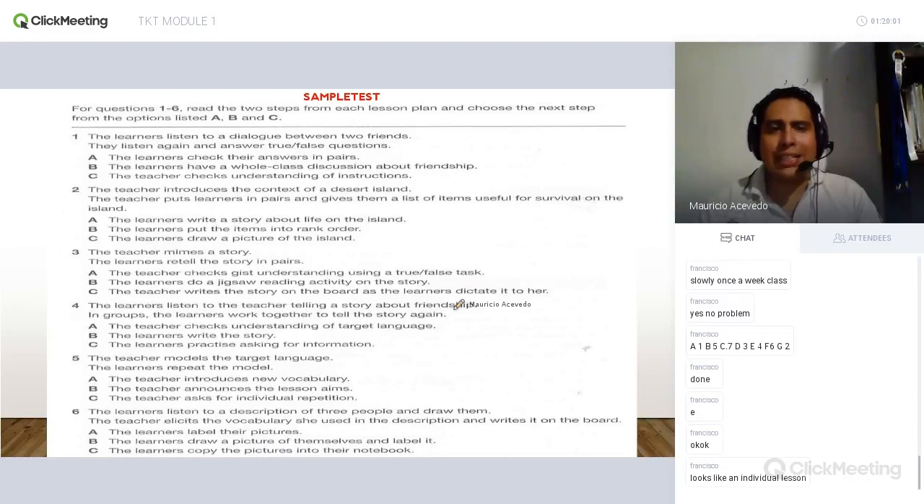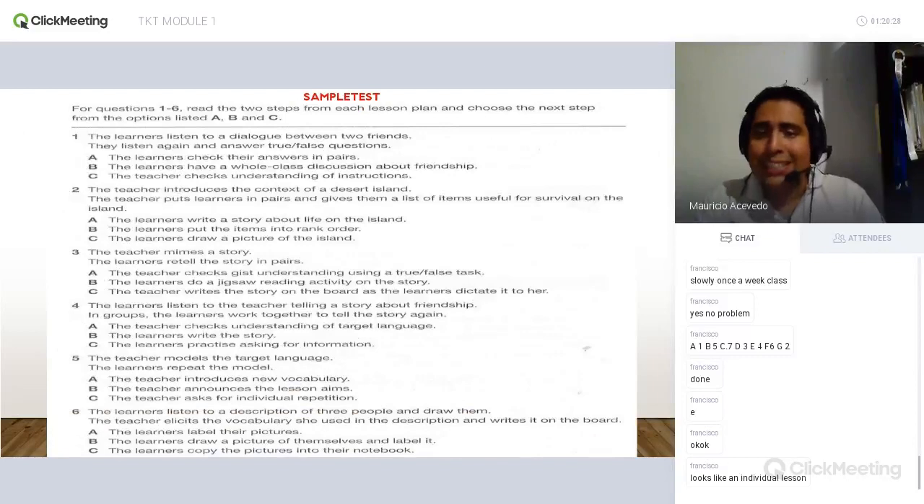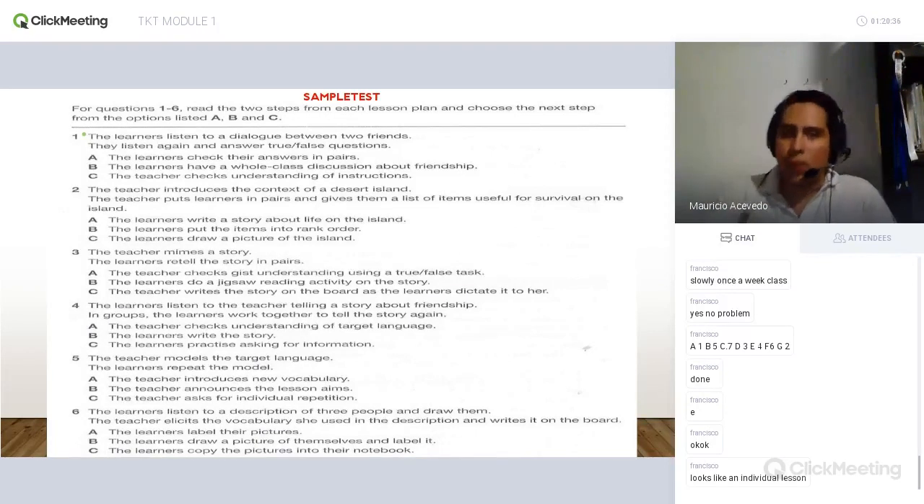So now let's go with the sample test, Francisco. I hope it's clear in your computer. Remember, you can do some zoom over there so that you can look properly. Okay, so the sample test. For questions from 1 to 6, read the two steps from each lesson plan and choose the next step from the option listed A, B, and C. As I told you, the previous class will help me because you ordered them. So in this case, it's the same. You have like two things, two procedures, and you need to choose the third one.